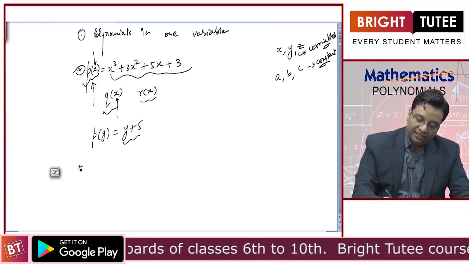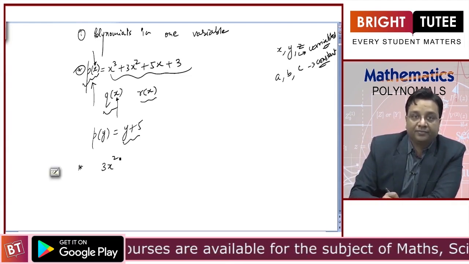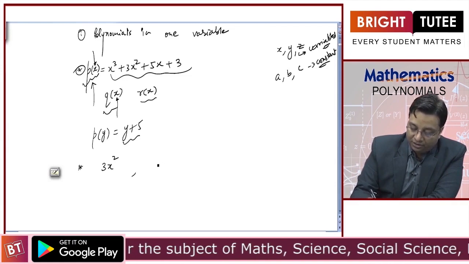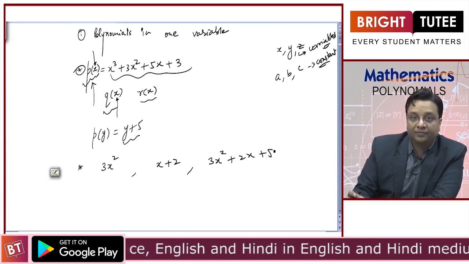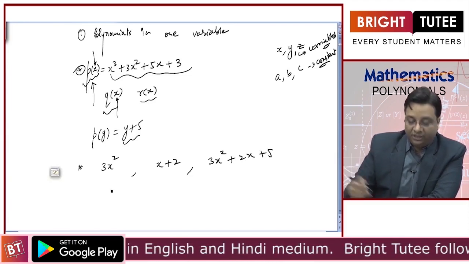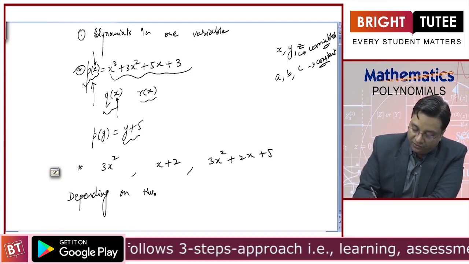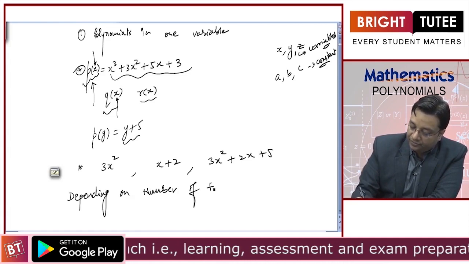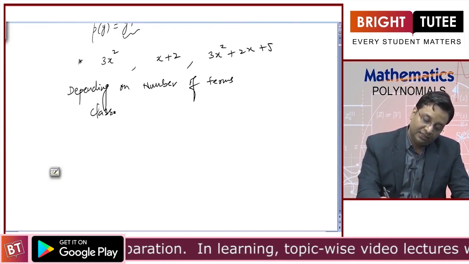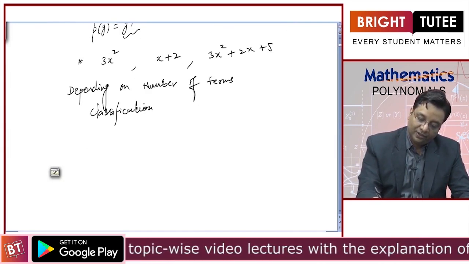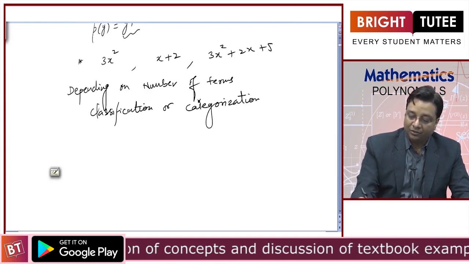Now to categorize these, I may have only one term, I may have two terms, I may have three terms, and then four terms. Depending on the number of terms, the classification or categorization will be as follows.